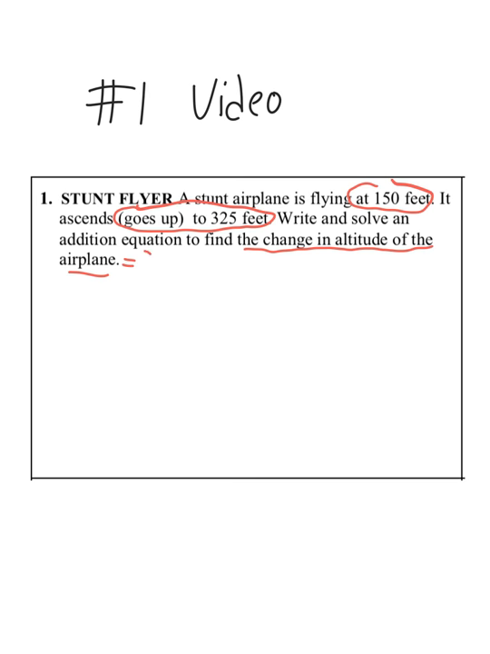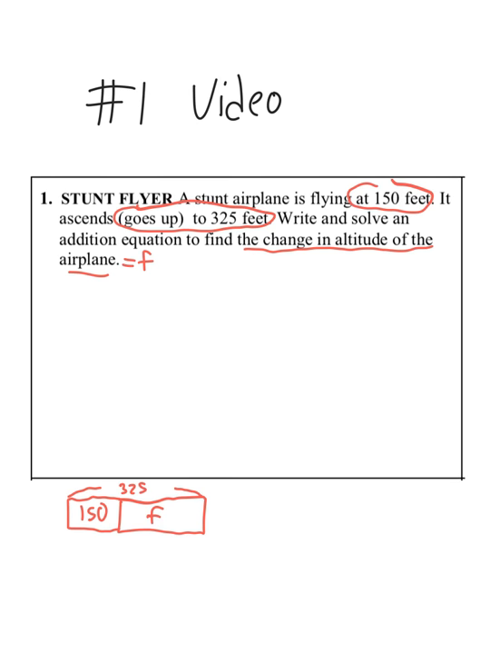So I'm going to use F for feet. Doesn't matter what you use. So in my bar diagram, F is how much the airplane changed. Now remember, it started at 150 feet. So if it started at 150 feet, it went up F feet. That's how much it changed. So you would add that on to 150, and then you would get where it is now, which is 325.